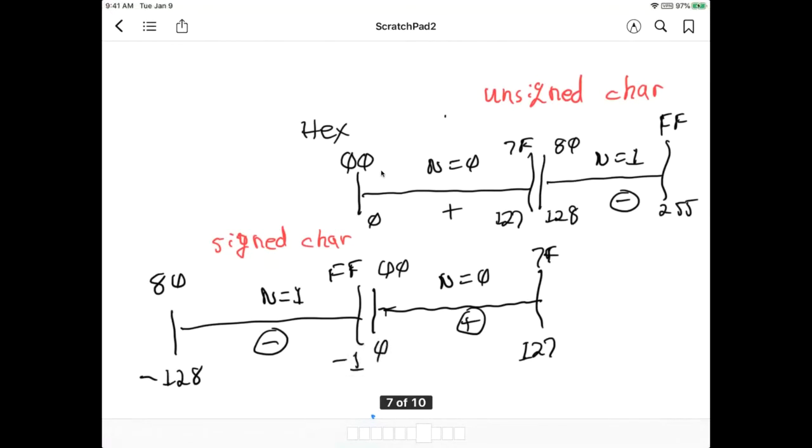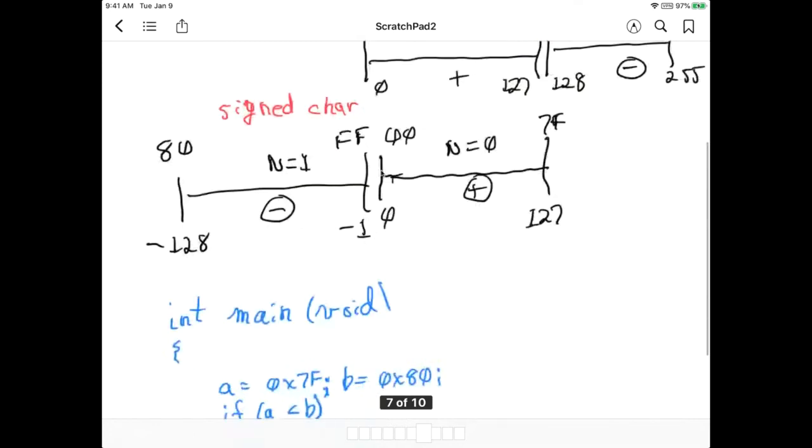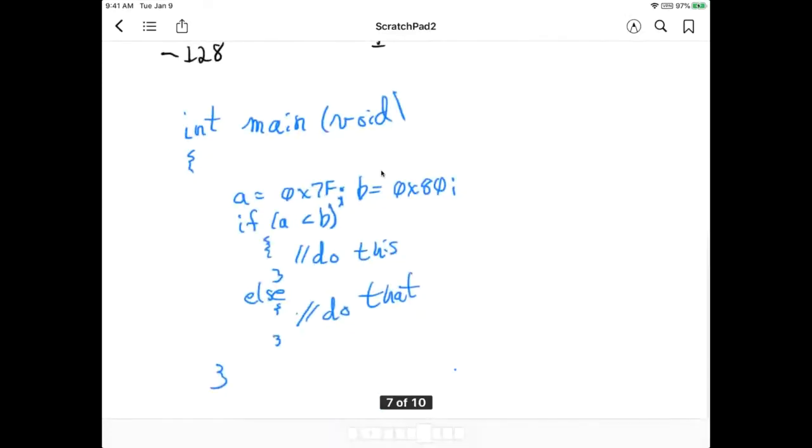There's 2 things, and before we get started, let's take a look at a C program. It's got int main void, A equals 0x7f, and 0x means hex, if you don't know this, and B equals 0x80. And it says if A is less than B, do this, else do that. Now is 7F less than 80?